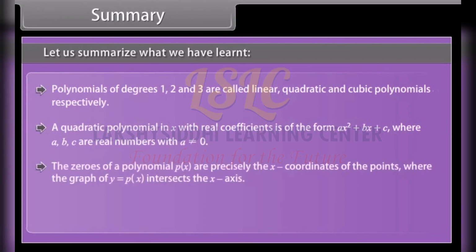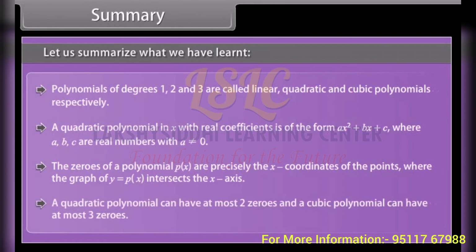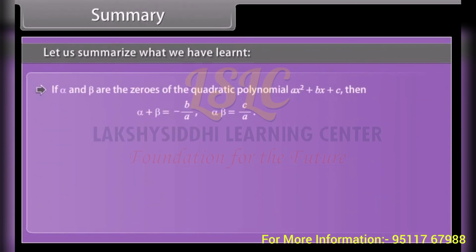The zeros of a polynomial p(x) are precisely the x-coordinates of the points where the graph of y equals p(x) intersects the x-axis. A quadratic polynomial can have at most 2 zeros, and a cubic polynomial can have at most 3 zeros. If alpha and beta are the zeros of the quadratic polynomial ax squared plus bx plus c, then alpha plus beta is equal to minus b upon a, and alpha beta is equal to c upon a.